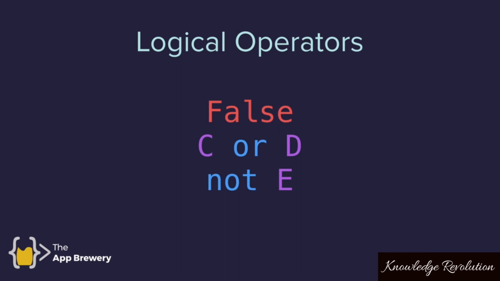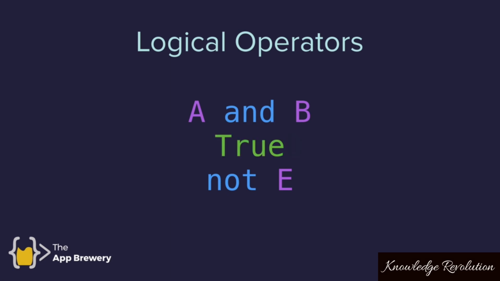Now, if you only needed one of the conditions to be true, then you could use the or operator instead. So if C or D were true, or if they're both true, then it will evaluate to true. It's only when both C and D are false that this statement actually becomes false.